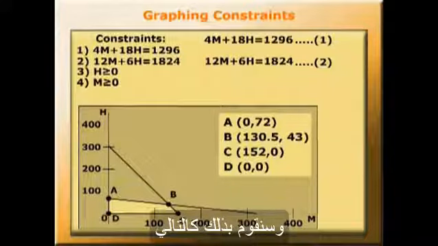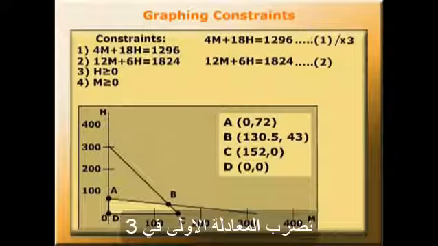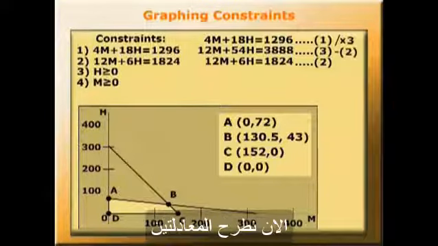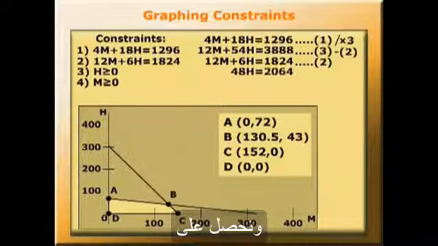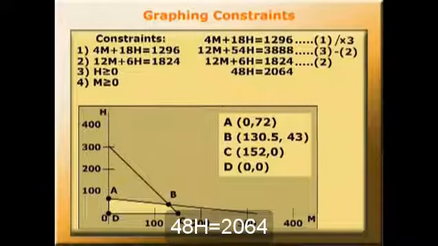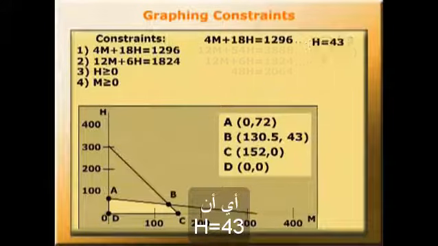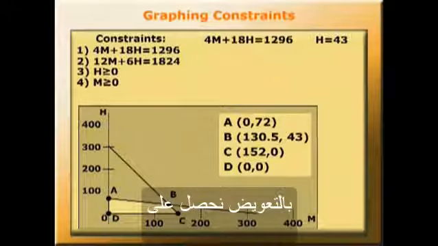Well, one way of doing it is to take our first equation and multiply it by 3. So that gives us 12m plus 54h equals 3888. Now we can subtract equation 2 from equation 3 to get 48h equals 2064. That is to say, h is equal to 43. That gives us one coordinate.